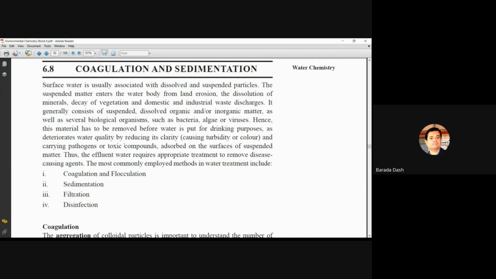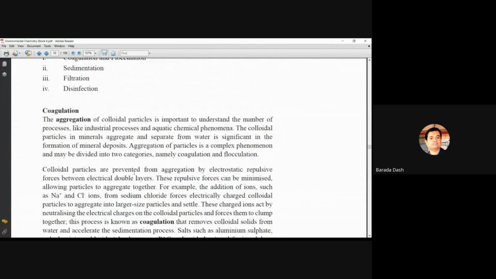Coagulation and sedimentation. What is coagulation? The most commonly employed methods in water treatment are coagulation, flocculation, sedimentation, filtration, and disinfection. So these are the methods to treat water: coagulation and flocculation, sedimentation, and filtration. Coagulation of colloidal particles is important to understand a number of processes like industrial processes and aquatic chemical phenomena. The aggregation of colloidal particles into mineral aggregates and their separation from water is significant in the formation of mineral deposits. Aggregation of particles is a complex phenomenon and may be divided into two categories: coagulation and flocculation.